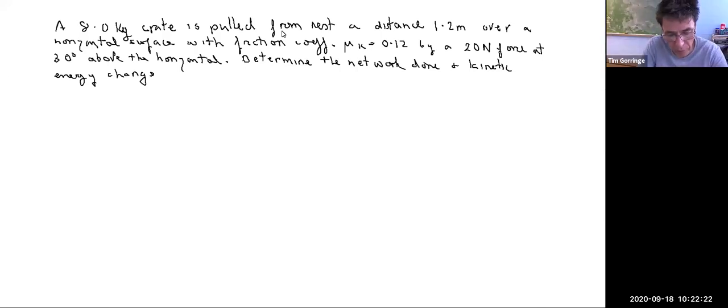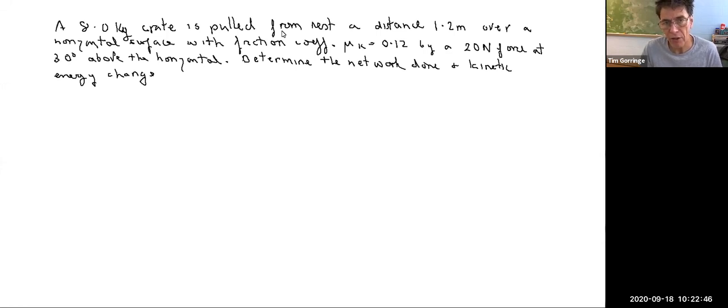I wanted to solve a problem that involves work done and involves changing kinetic energy. Two of the topics that we discussed in Lecture 9, two of the topics we introduced in Lecture 9. So in this problem, we've got a crate on a horizontal floor.